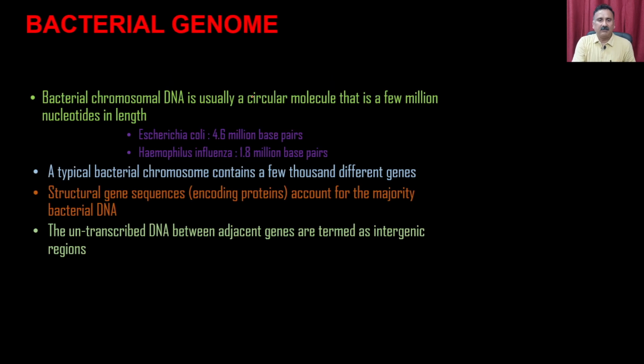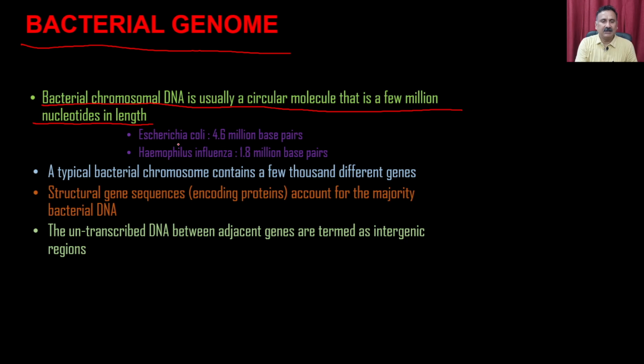Then we will talk about the bacterial genome. The bacterial genome is very small. Bacterial chromosomal DNA is usually a circular molecule that has a few million nucleotides in length. For example, in the case of E. coli, you have 4.6 million base pairs. Similarly, H. influenzae has 1.8 million base pairs. So, it is a small genome that is present in the bacteria.